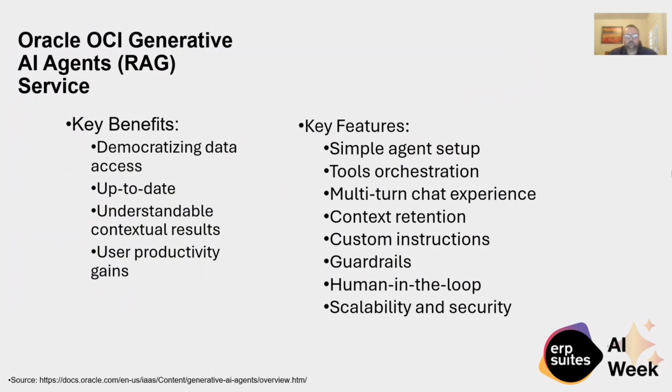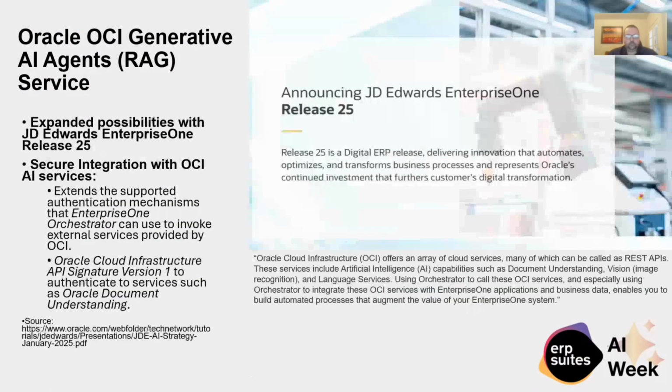Simple agent setup, tools orchestration. I don't need to read all of it, but as I mentioned earlier, there are guardrails around it so you can control what information you have access to, keeping a human in the loop, etc. I mentioned this earlier as well: Release 25 brings extended support for authentication mechanisms. Orchestrator can use OCI services natively, using the Oracle Cloud Infrastructure API Signature version 1 to authenticate to services such as document understanding. That way you don't have to build that integration yourself or put a gateway or bridge in between JD Edwards and OCI.